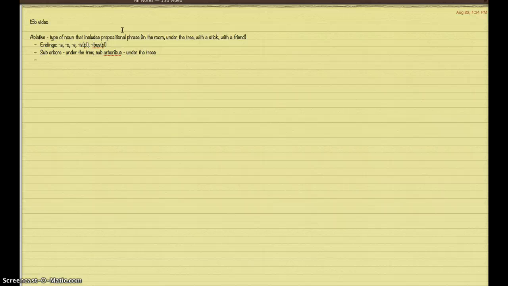Now, your translation can include many, many different things. Sometimes you'll have a word like in means in. Go figure. Or on. Let's put that. Sub means under. Ex, out of. So it depends on what preposition is with your ablative. Now, sometimes you won't have a preposition with the ablative. So in that case, you might have a translation of in, which is confusing, by, or with.